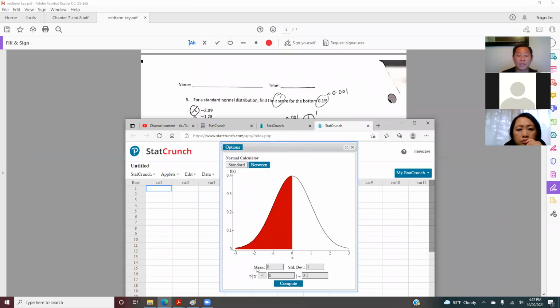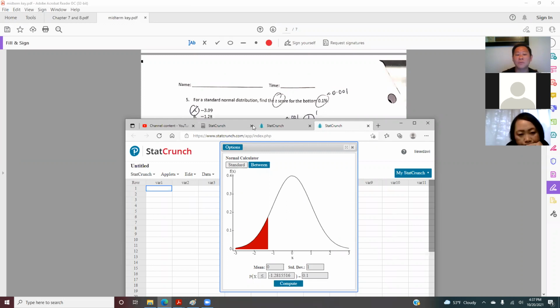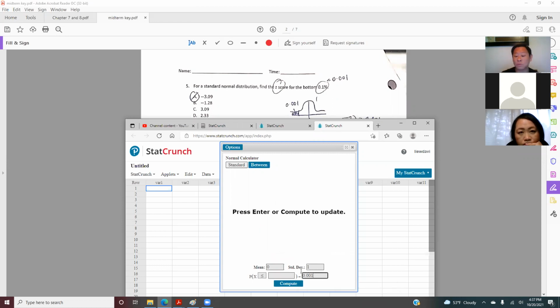And so it's going to be less than 1%. So students do this, and that's why they get a negative 1.28. A lot of students put B as your answer. Don't forget that this is not 0.1%. This is 10%. So you actually have to convert that to 0.001. So that is negative 3.09. So that's how you figure out question 5.